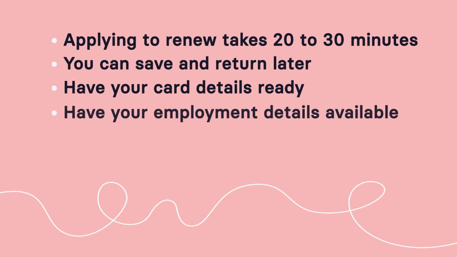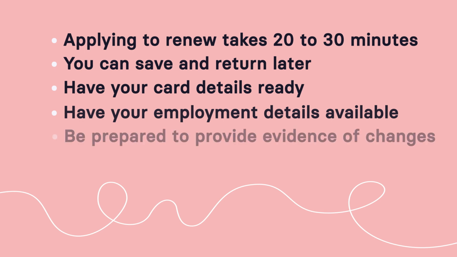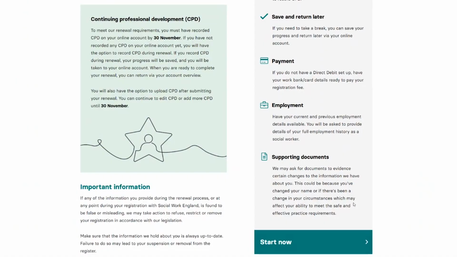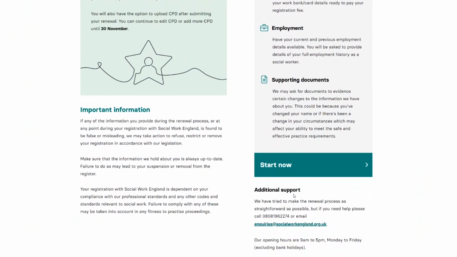You will be asked to provide details of your employment as a social worker for the past 12 months. We may ask for documents to evidence some changes to the information we have about you. This could be because you've changed your name or if there's been a change in your circumstances. Please don't delay. We recommend renewing well in advance of the 30th of November deadline. When you're ready to start your application, select Start Now.